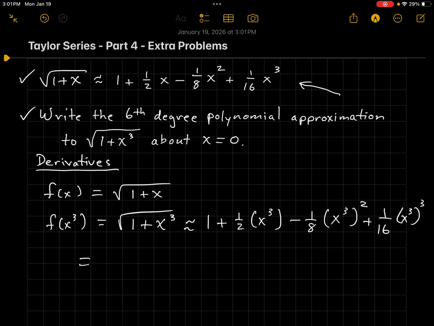Simplifying, that gives us 1 plus 1/2 x cubed minus 1/8 x to the 6th. But notice, that's what I wanted. So I didn't even need that last term. And I have the 6th degree polynomial approximation to the square root of 1 plus x cubed.